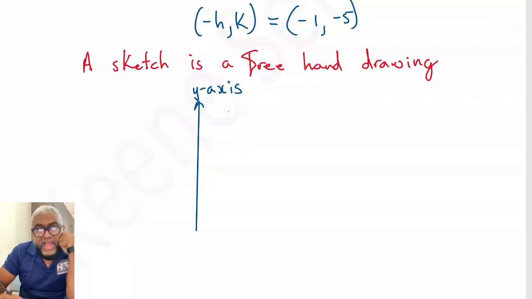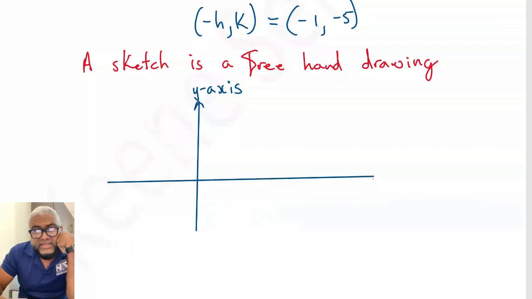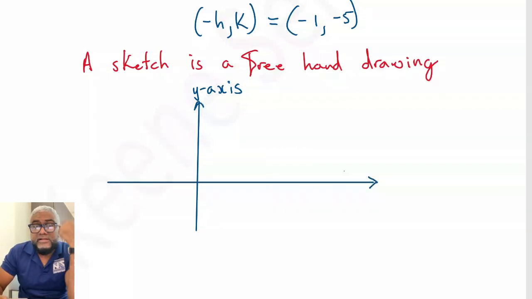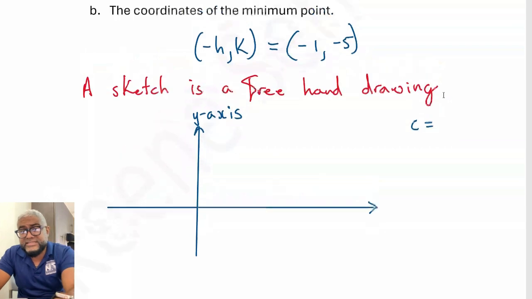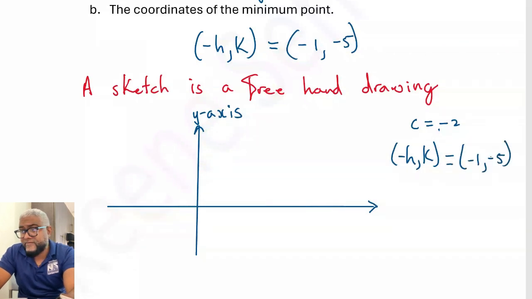Right. So you have your y-axis, and then we have our x-axis. Everybody good there? So only two things we showed on this graph. We showing the y-intercept, which is C. We showing where C is. C is -2. And then we showing negative h comma k, right? Which is -1 comma -5, right? These are the only two things you show.